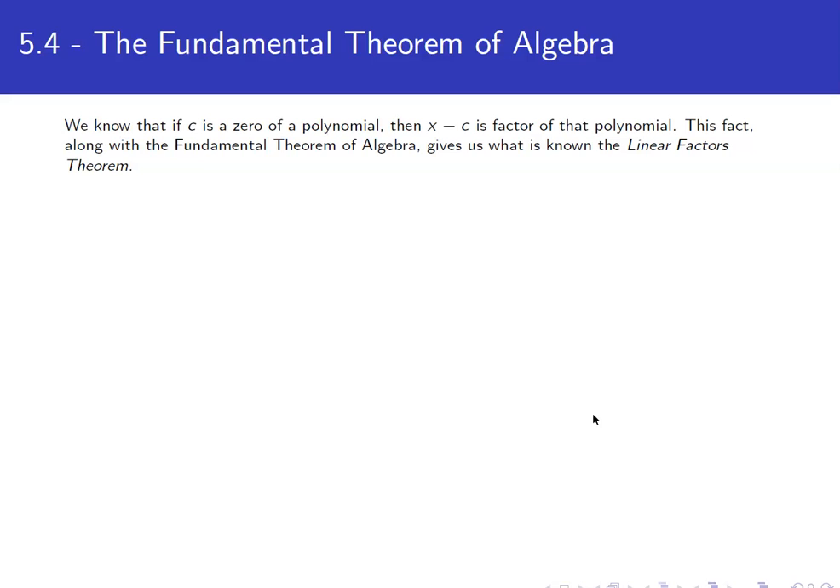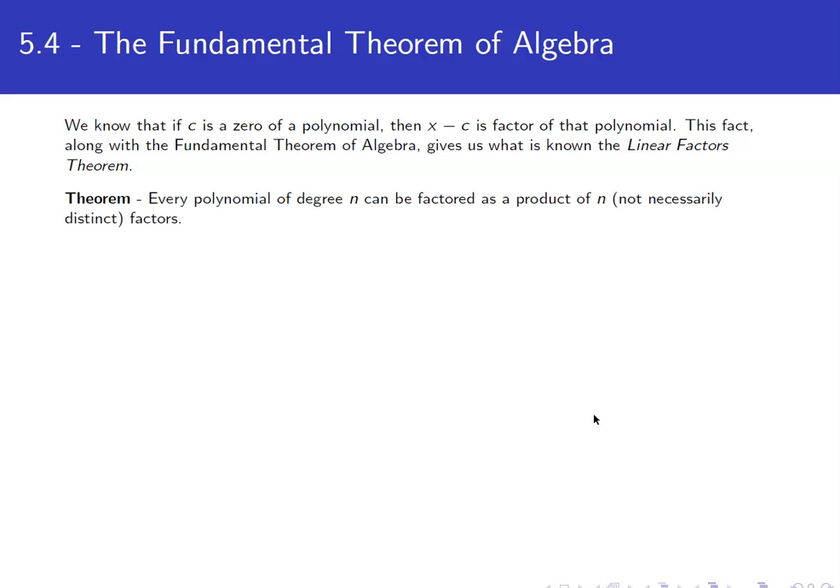All right, we've seen already that if c is a 0 of a polynomial, then x minus c is a factor of that polynomial. We refer to that as the factor theorem. If we use this fact along with the fundamental theorem of algebra, we get what's known as the linear factors theorem. What the linear factors theorem says is that every polynomial of degree n can be factored as a product of n, not necessarily distinct, of course, factors. That not necessarily distinct part comes from the fact that we might have multiplicities that are bigger than 1.